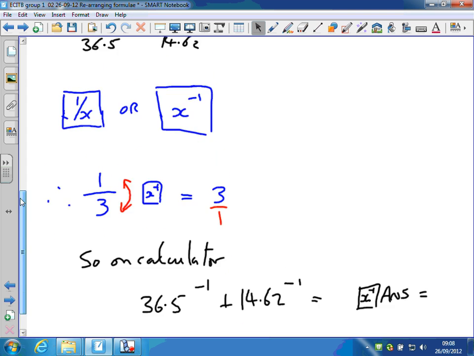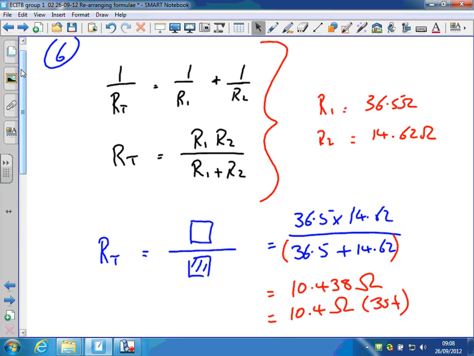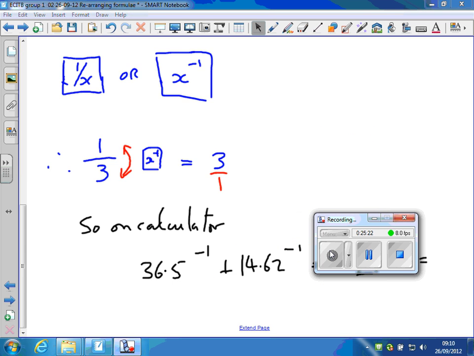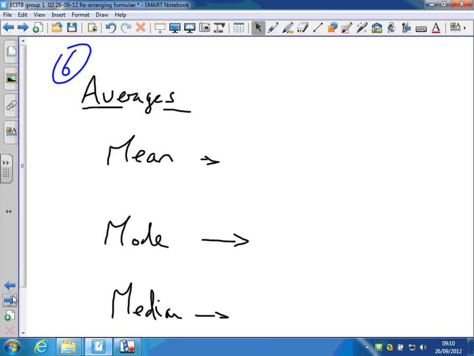Right, okay. We've got two formulae that should give us the same answer. So if we use this bottom formula, just pause this. Okay, let's have a look at the next one.